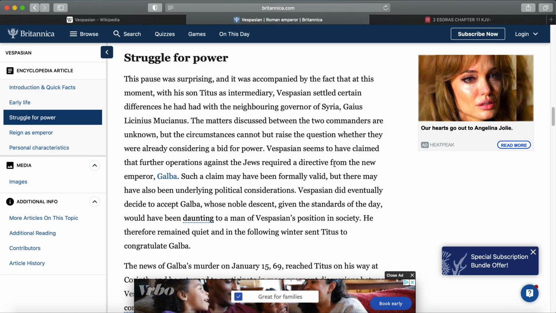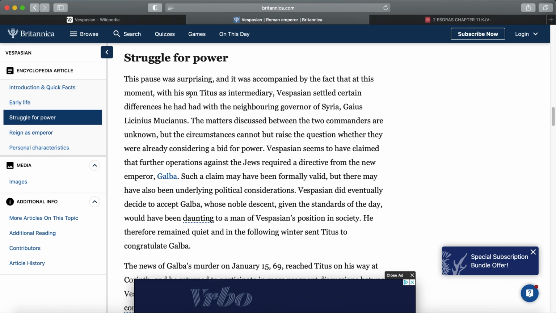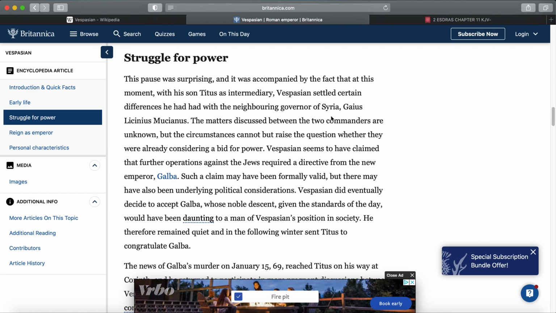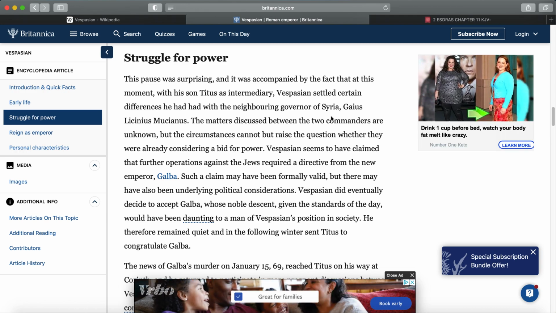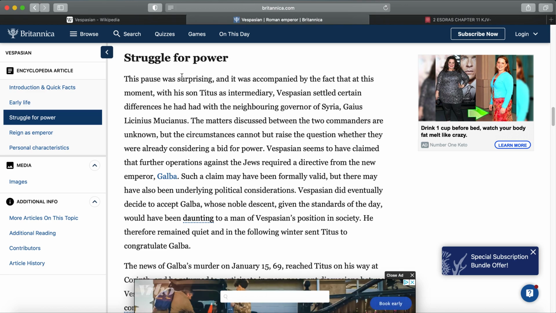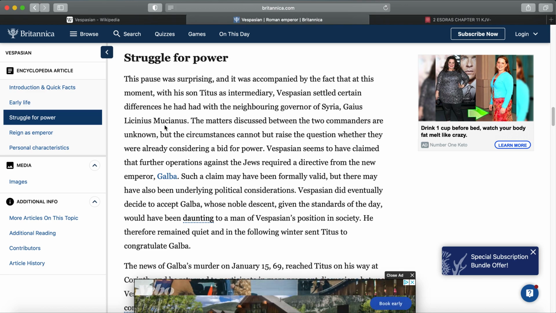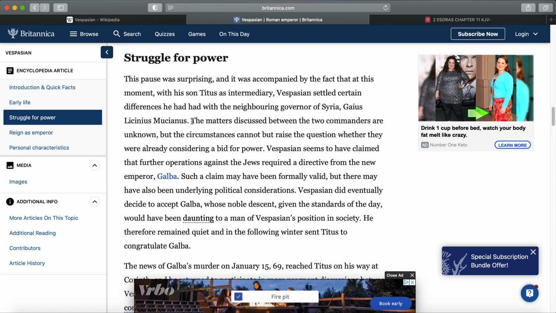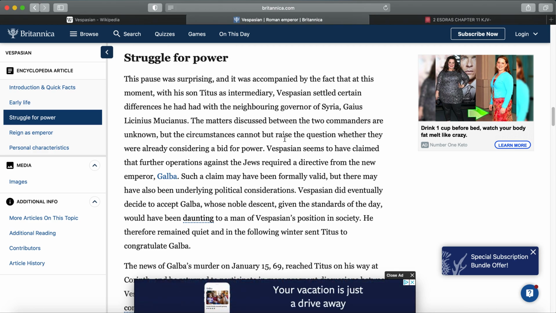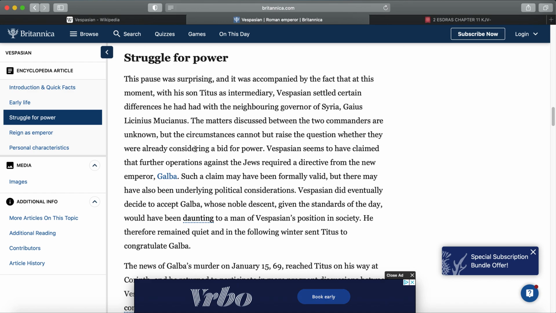And it was accompanied by the fact that at this moment, with his son Titus as intermediary, if I'm saying that correctly, Vespasian settled certain differences he had with the neighboring governor of Syria. He was making amends. He needed people on his side for a later charge to get in the position of the Caesar. So Gaius, I can't really pronounce it, Lachiakim. It says the matters discussed between the two commanders are unknown, but the circumstances cannot but raise the question whether they were already considering a bid for power.